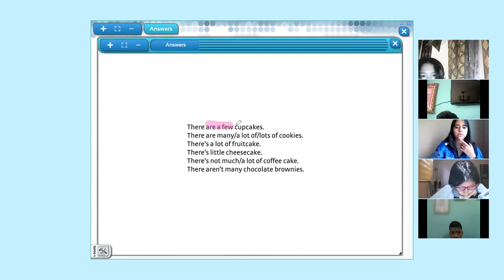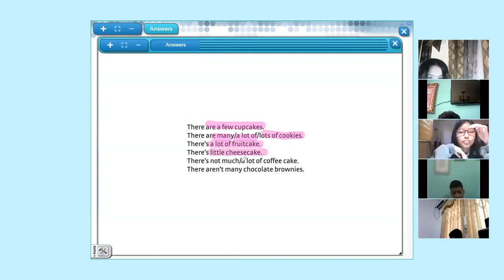There are few cupcakes. Okay. There are lots of cookies. Okay. There are a lot of fruit cake. Fruit cake, continue. There's little cheesecake. There's not a lot of coffee cake. There aren't many chocolate brownies.